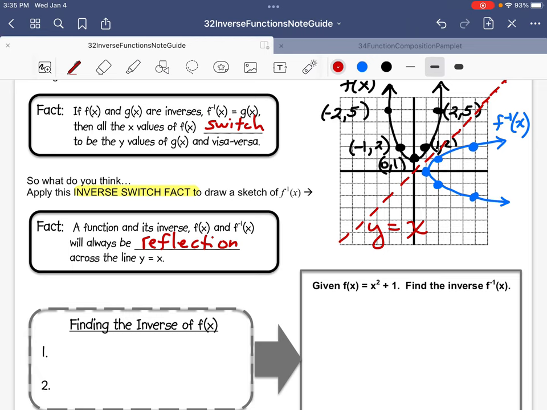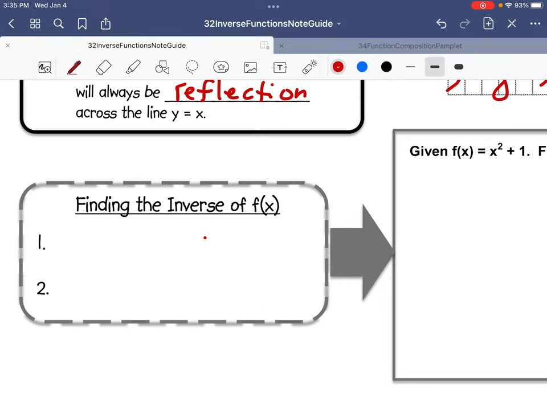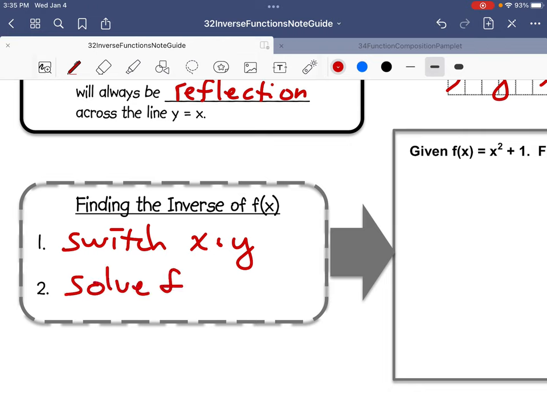Ready for some more? Yeah, what about if we try to find an inverse? If we try to find an inverse, that is, find it more like an equation, well, you're going to find out that you still switch x and y. That's actually the key part to any inverse problem. But we're going to switch x and y in the equation. And then you're going to solve for y.